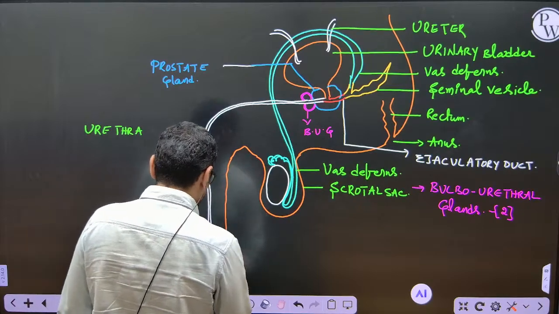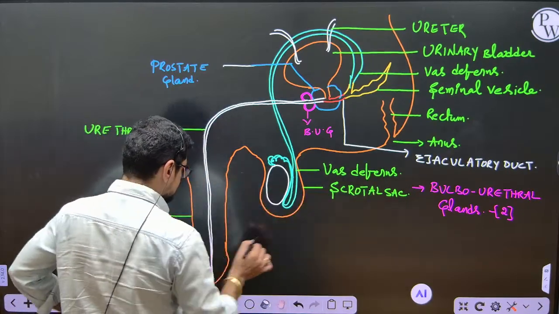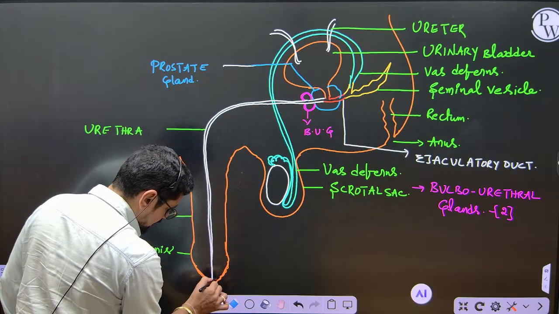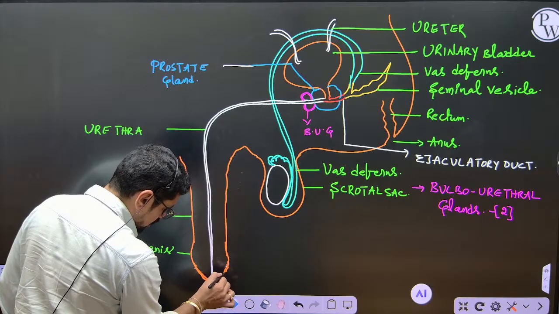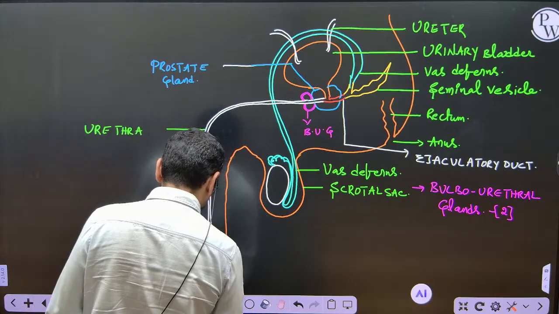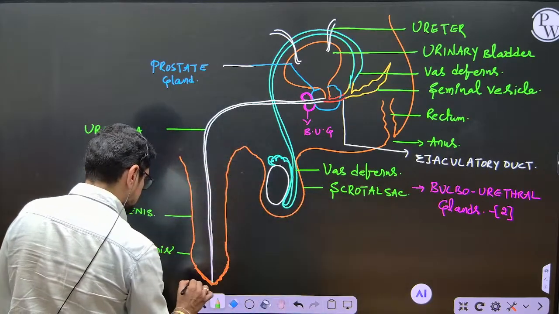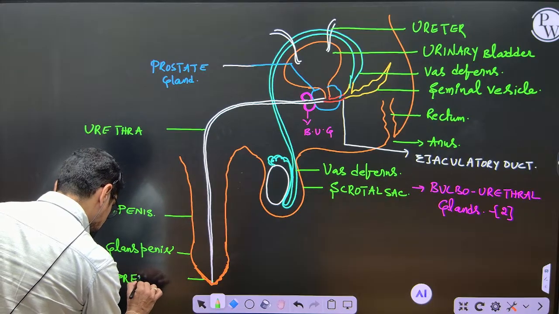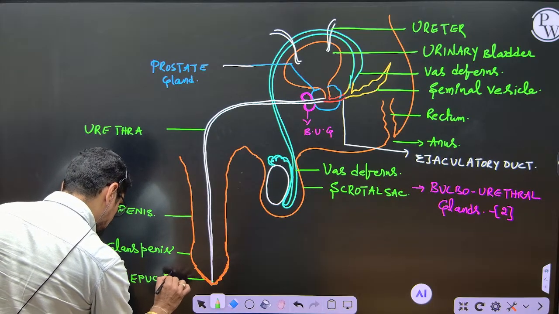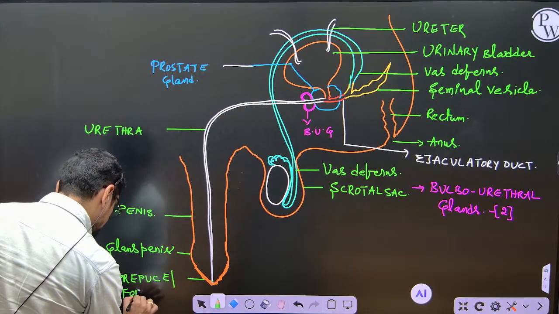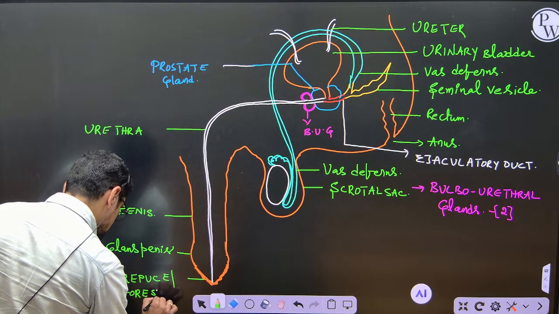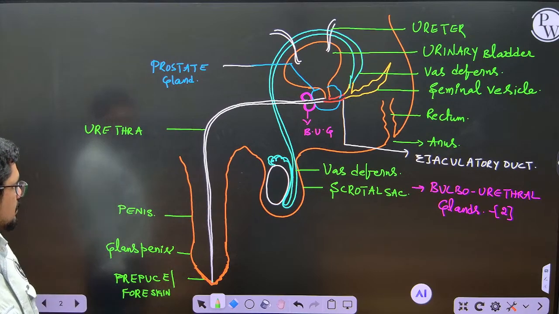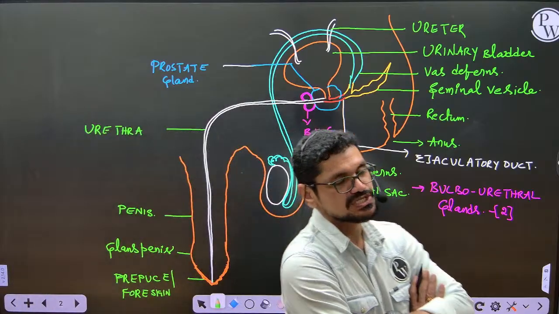And there will be an extra fold of skin present here. The extra fold of skin which is present here is called prepuce, which is also called foreskin.